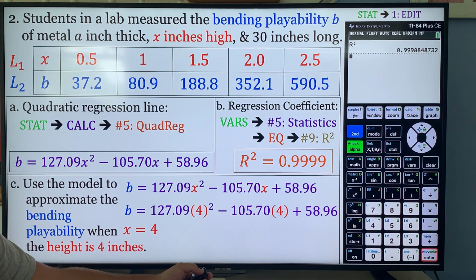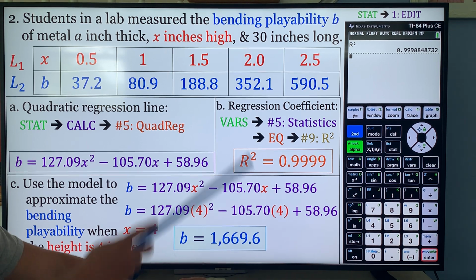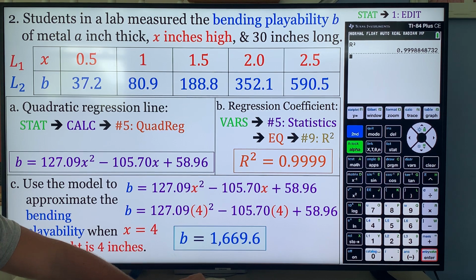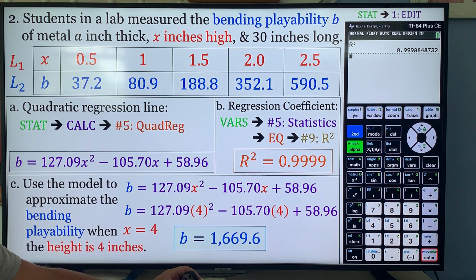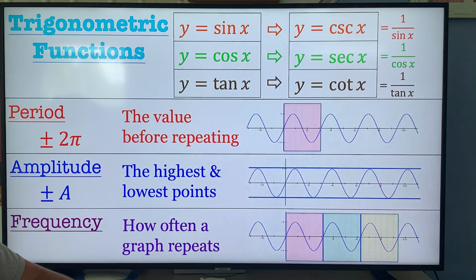And now you just type in your calculator, and as an answer you get 1,669.9 units. They didn't give you units up here for how pliable something is, so you don't put a unit number down there. That's it. There's your calculator work.